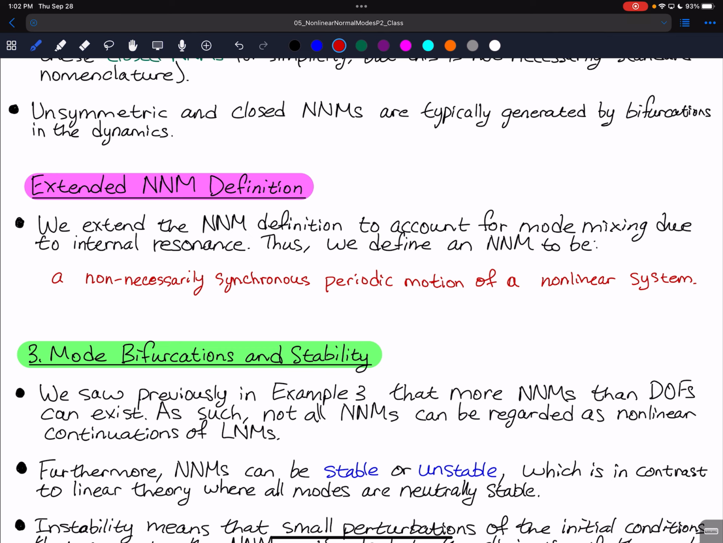Okay, so they may be synchronous, they may not be synchronous. That's not really important to us. What really matters is that they are periodic responses. And by extending this definition, we can now account for the features of internal resonance and include those as being part of a nonlinear normal mode. Whereas with the Rosenberg definition, that definition breaks down for internal resonances, despite internal resonance still being periodic.